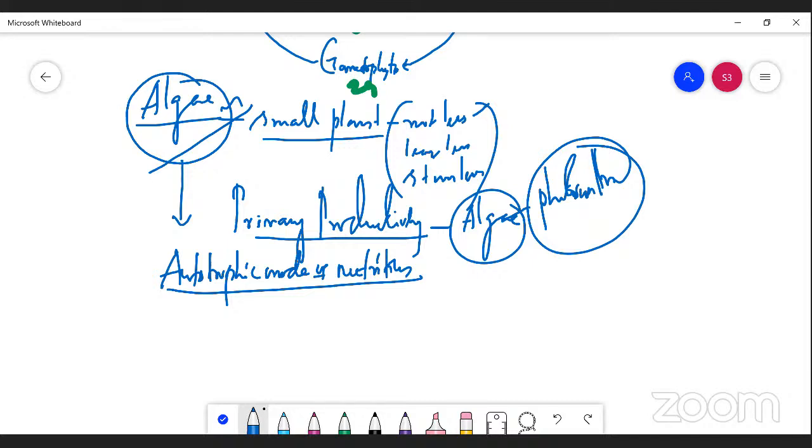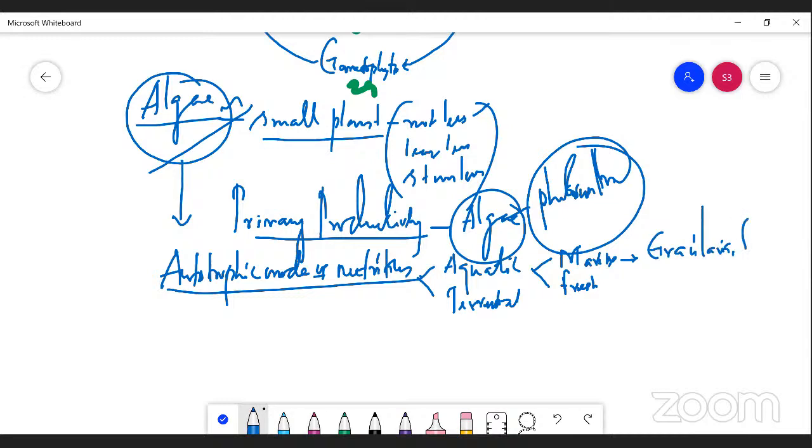They occur in aquatic as well as terrestrial habitats. Aquatic algae are classified as marine and freshwater. Which organisms predominantly occur in the marine? Gracilaria and Sargassum. The freshwater algae are namely Oedogonium and Ulothrix.